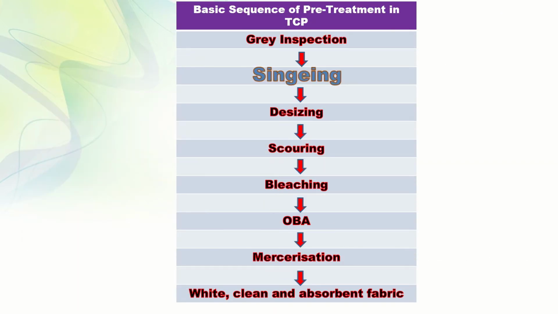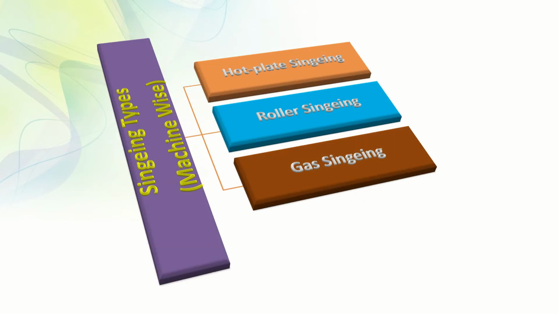Basic sequence of pretreatment in TCP, textile chemical processing. Singeing is the second process after gray inspection. Singeing can be classified, machine-wise, into hot plate singeing, roller singeing, and gas singeing.